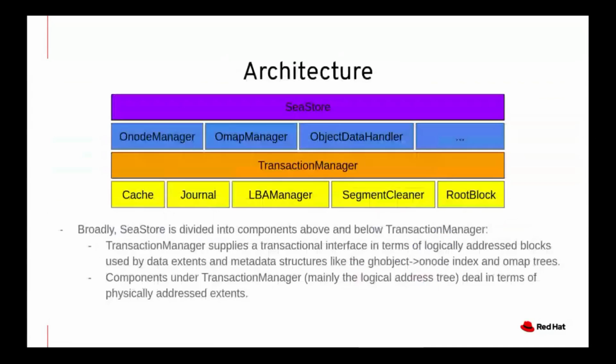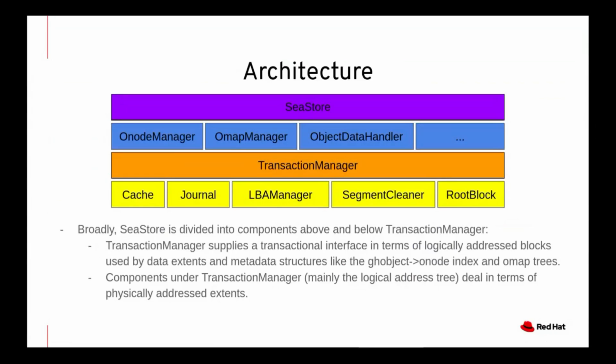So the overall architecture looks something like this. Up at the top, there's a SeaStore layer responsible for the ObjectStore interface itself. Below that are the portions in blue responsible for operations on logical data. The ONode manager is the tree responsible for dealing with ONodes. The OMAP manager deals with the OMAP tree. Object data handler deals with the object contents.